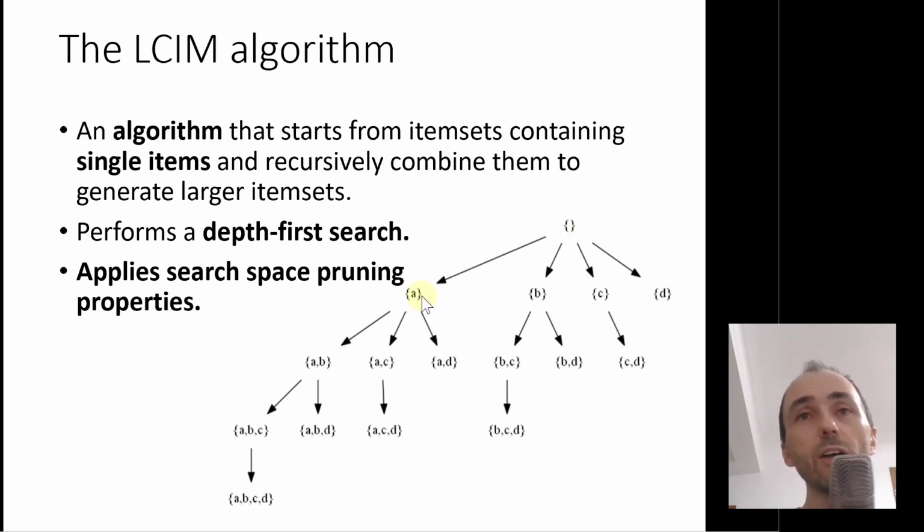So first we find the single items like A, B, C, D. Then we combine A with B to get AB, A with C to get AC, and so on. And then we will explore the different possibilities, but to avoid looking at all the possibilities, we will also use some search space pruning properties to help us avoid looking at all the combinations. This is important if we want to design an efficient algorithm.